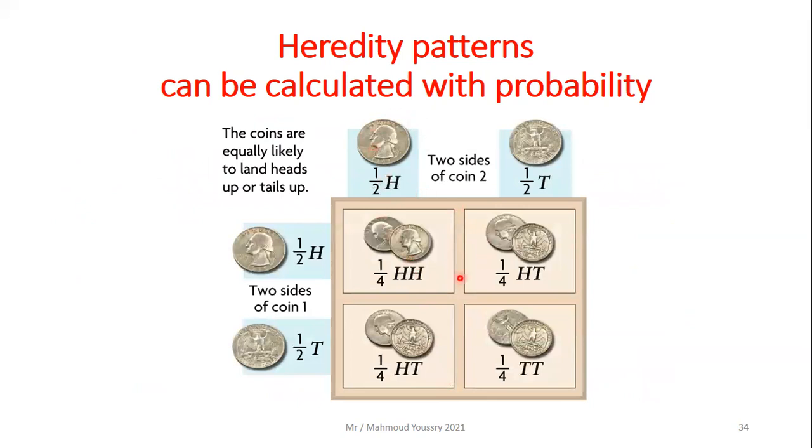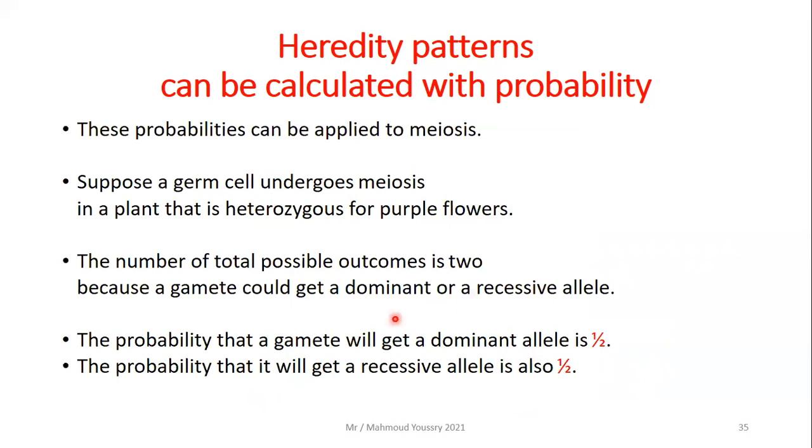So this is the same as the Punnett square. This is heads up for one coin, and this is tails up for the same coin, and this is for the second coin. Then each probability has a 1/4 chance to happen: 2 heads up, 1 head and 1 tail, 1 head and 1 tail, and 2 tails up.